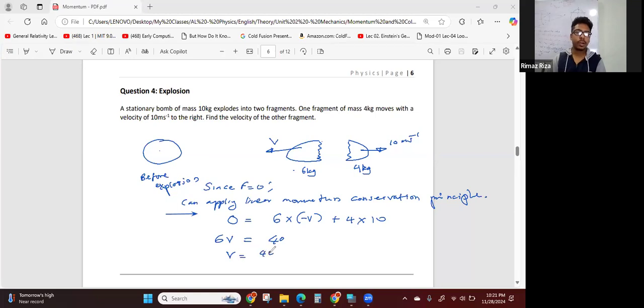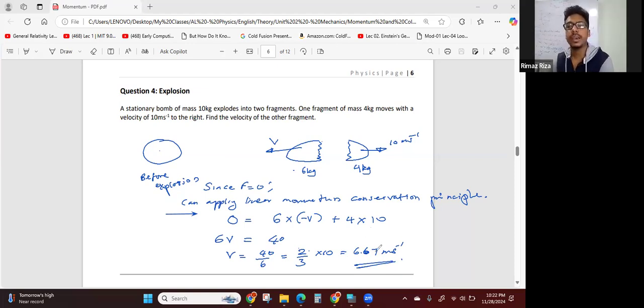Therefore v equals 40 divided by 6. So how can we take it? That is 2 divided by 3 into 10. 2 divided by 3 is 0.66, so into 10 means 6.67 meters per second. It is actually 6.666, you have to round up. So 6.67 meters per second.